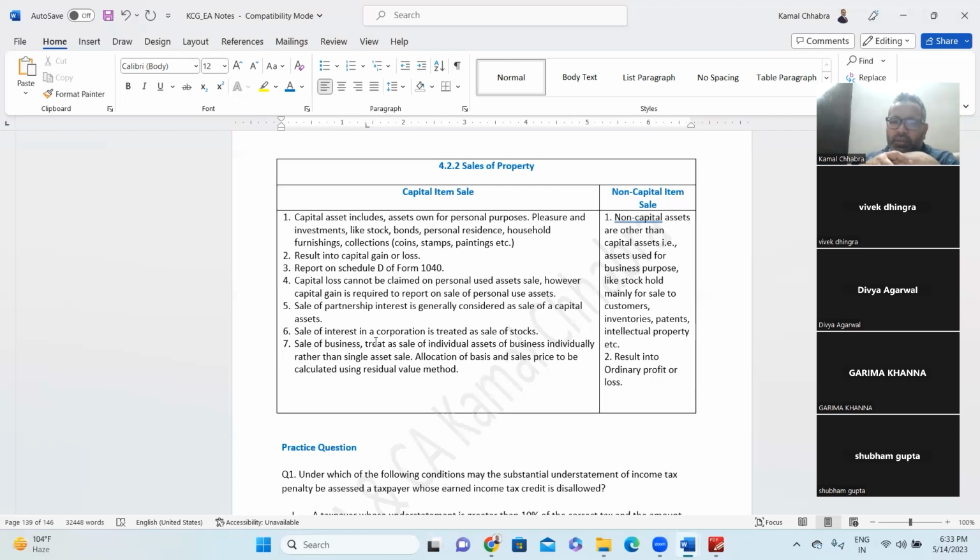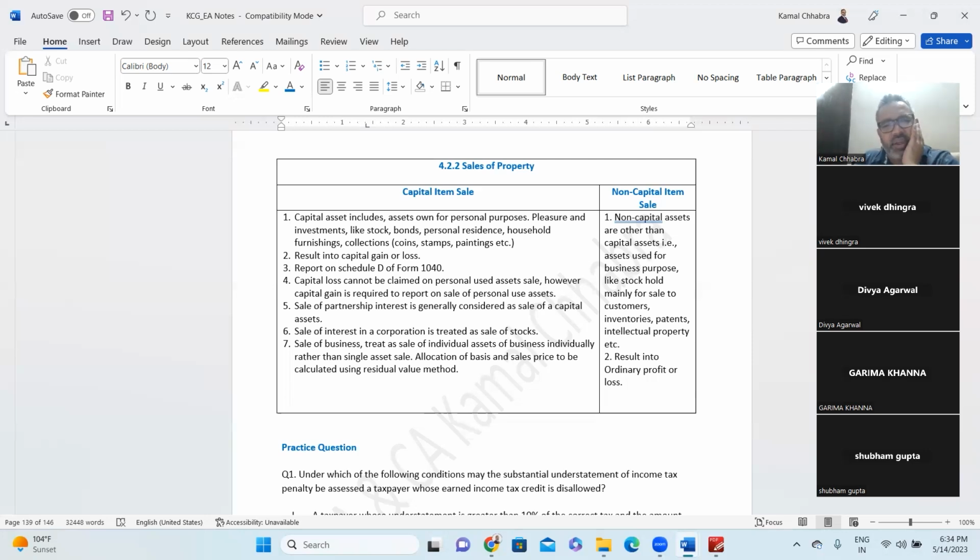But here, when you are talking about sale of property from the individual standpoint of view, the capital gain will be considered on the sale of a capital item and not for a non-capital item. A capital item can be real or personal, but first you need to identify whether the item you are selling is a capital item or not. Capital assets include assets for personal purpose, like for pleasure, investment, stocks, bonds, personal residence, household furnishing, collection. Non-capital assets are other than capital assets, used for business purposes, like stock held mainly for sale to customers, inventory, patents, intellectual property, etc.